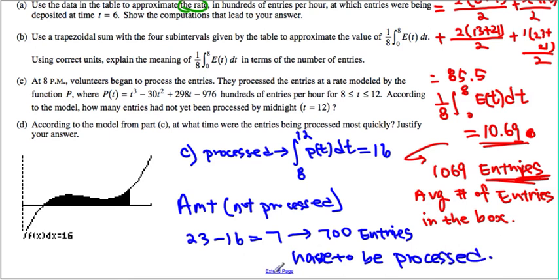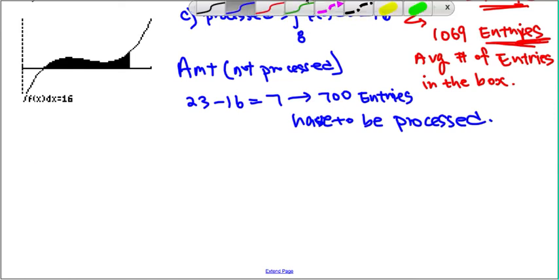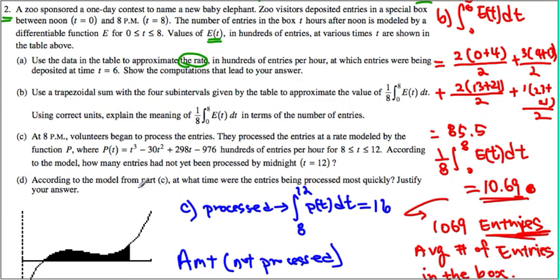All right, let's go for part D. According to the model from part C, at what time will the entries be processed most quickly? Most quickly means we're talking about the highest value. When do we have the highest value? As you can see, this was the graph. This seems to be the highest value because that's the relative maximum, but we also have to check the endpoints. So let us look into those three values.